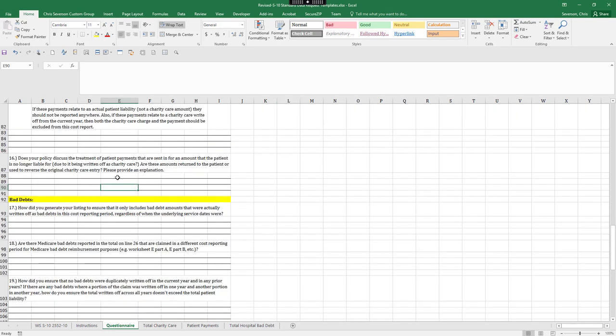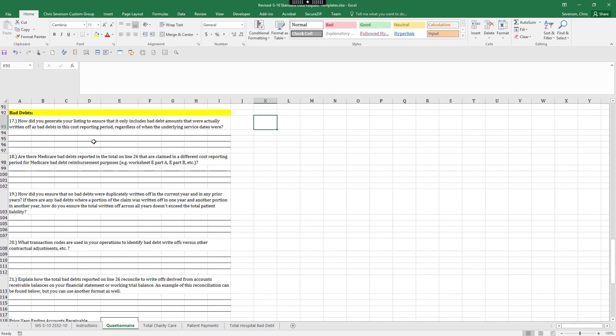Question 16, does your policy discuss the treatment of patient payments that are sent in for an amount that the patient is no longer liable for? In other words, let's just assume that patient was written off for 100% charity care. The entire amount was written off for charity care, but then the patient still decides to make a payment. How do you handle that in your facility? Does your policy explain the treatment of that? Are those amounts returned to the patient, or are they used to reverse some or all of the original charity care entry? That's what we're looking for here as an explanation.